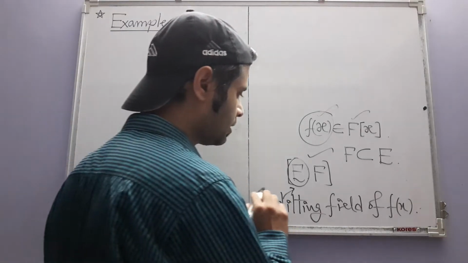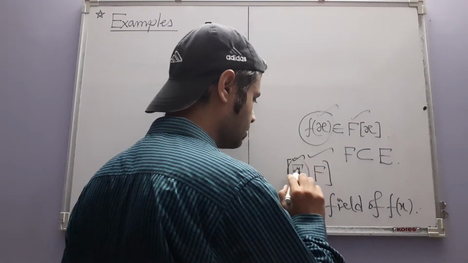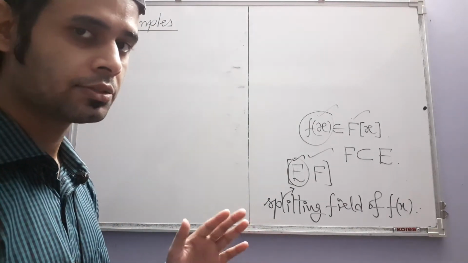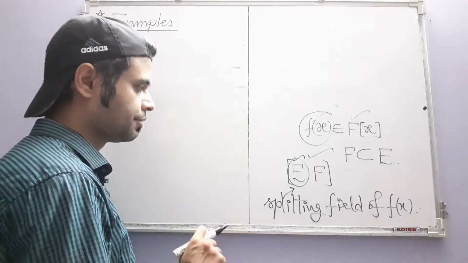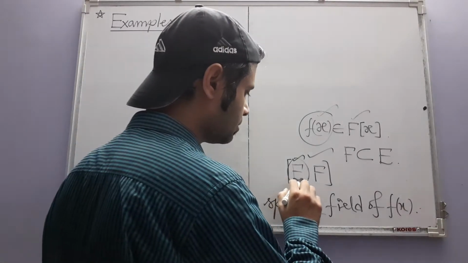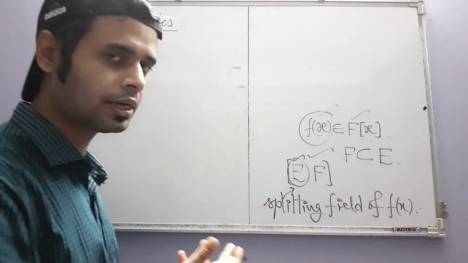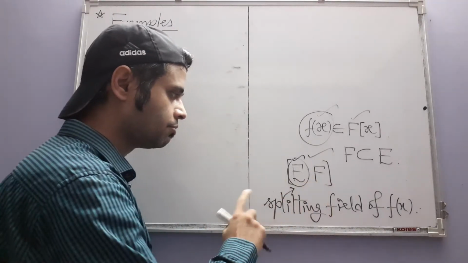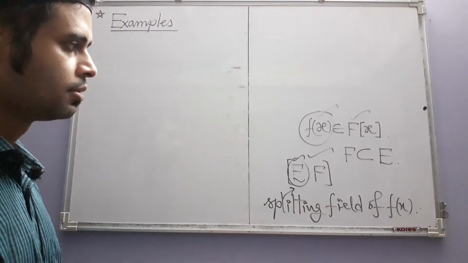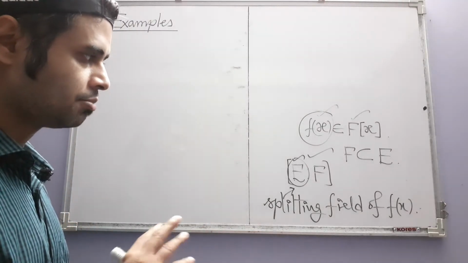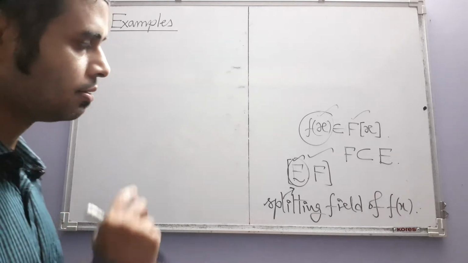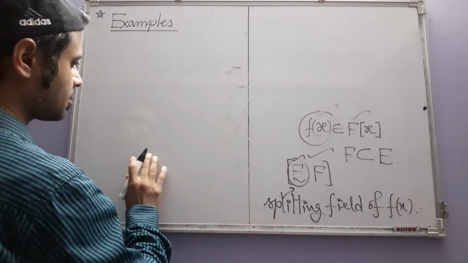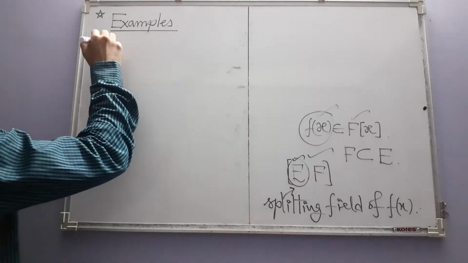And on further investigation, it turned out that any 2 such splitting fields for the same polynomial are isomorphic to each other. That too, the function that gives that isomorphism is such that if we restrict the function on F, then we get the identity function. So that's basically what we have seen in this section. Let us now see what the examples tell us about all these things.